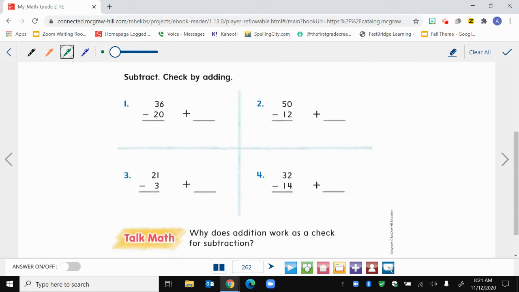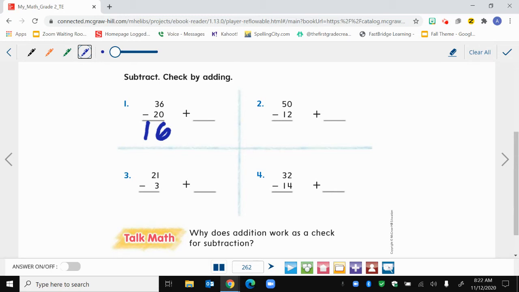All right, let's do some of these together now. So first thing we're going to do is just subtract first. Everybody go ahead and let's start by looking at number 1. We have 36 minus 20. So if I have 6 minus 0, can I do 6 minus 0? Yes, I can. 6 minus 0 is 6, right? 3 minus 2, if I have 3 and I take 2 away. Oops, that's not right. This was 6. If I have 3 and I take 2 away, I'd have 1 left, right? Sorry. So 36 minus 20 would give me 16.